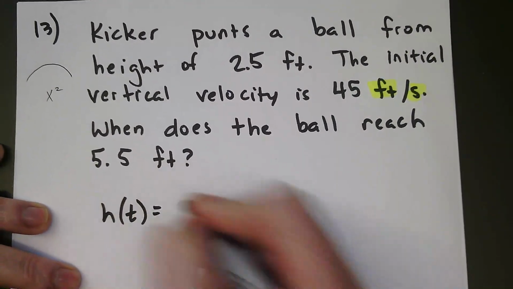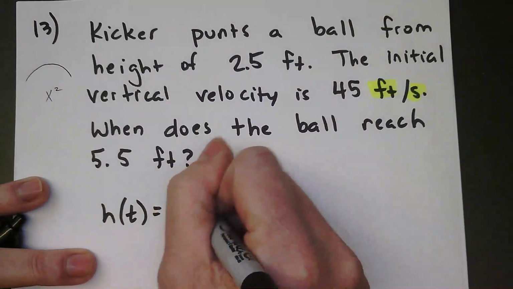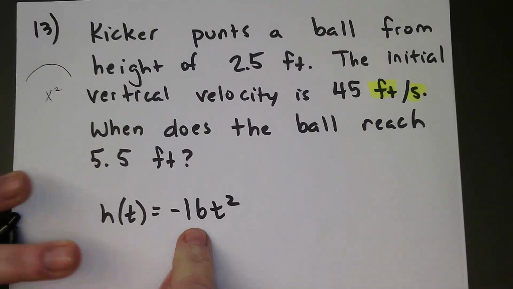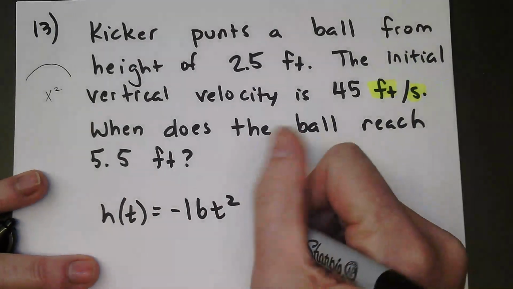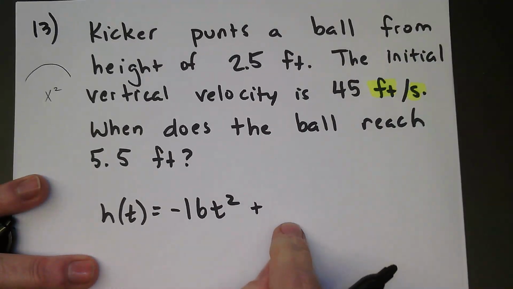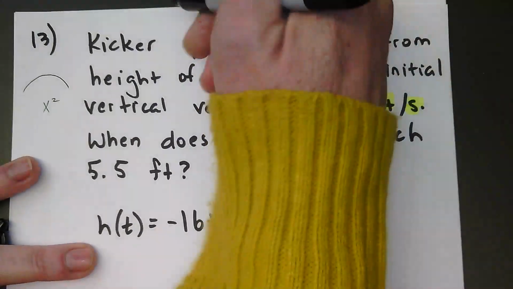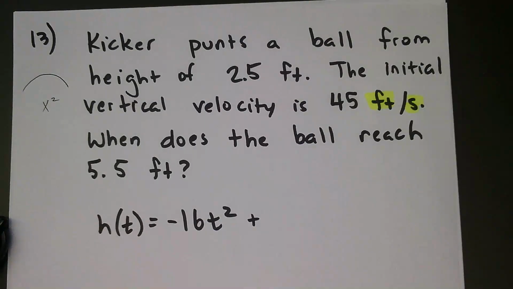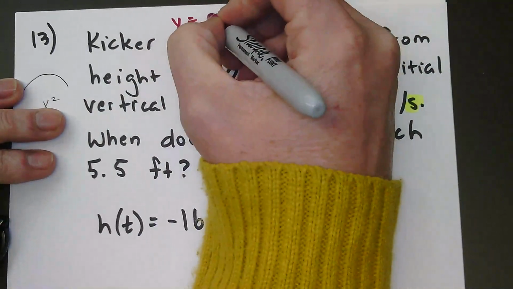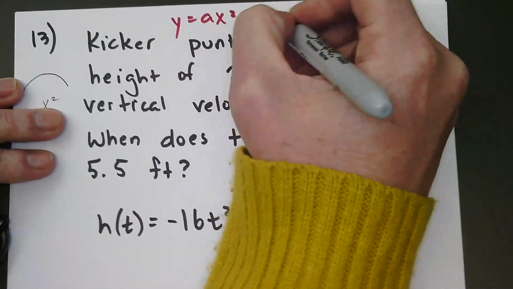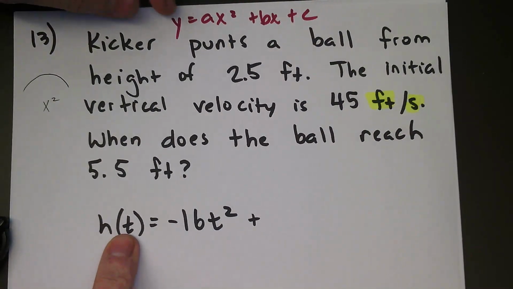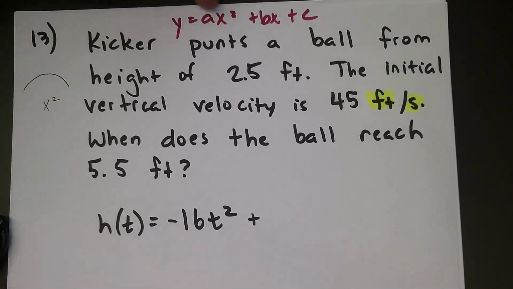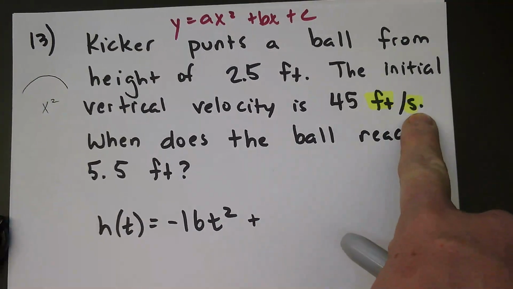h of t is equal to negative 16t squared. So the coefficient on the t squared is always negative 16. It's a constant due to gravity. Normally we look at a quadratic like this, and I'll write it up here at the top in another color: y equals ax squared plus bx plus c. I changed my variables. Instead of y, I did h of t, the height in terms of time. And my x is my time because I'm tracking time, per second.